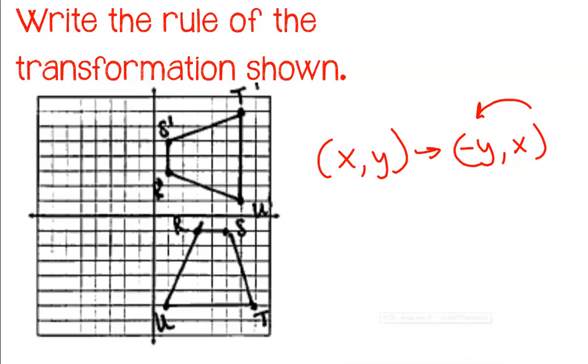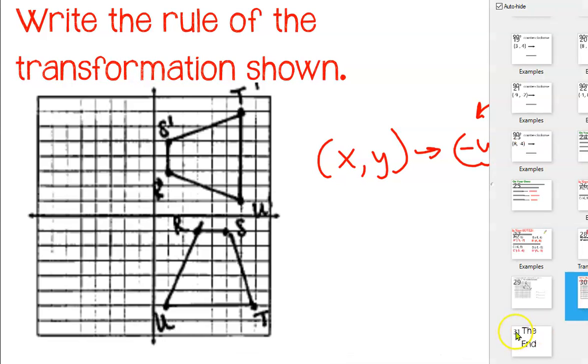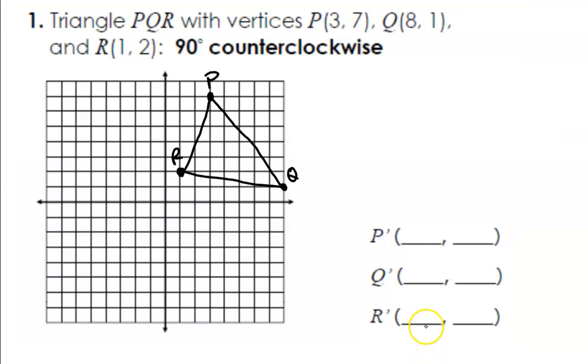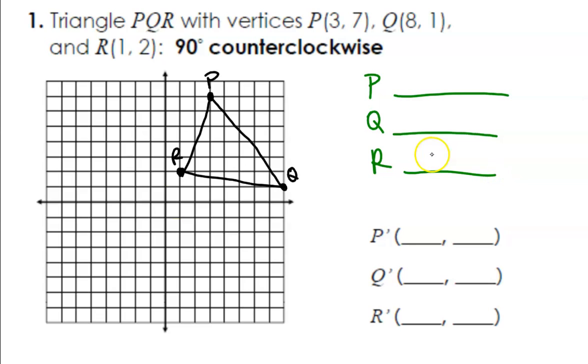All right, how about the last one? How do you rotate if you are given a shape? Well, this one, you can't really count boxes. You truly have to know what the original points are. So I'm going to take some notes here. I got to know what P, Q, and R are. So P is 3, 7. Q is 1, 8. And R is 1, 2.